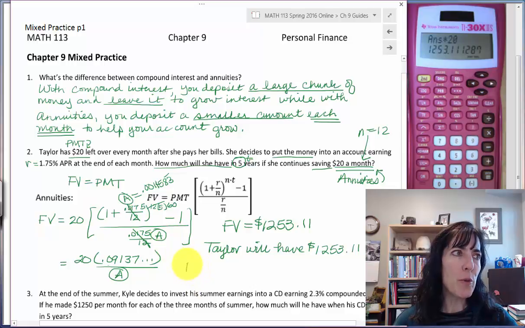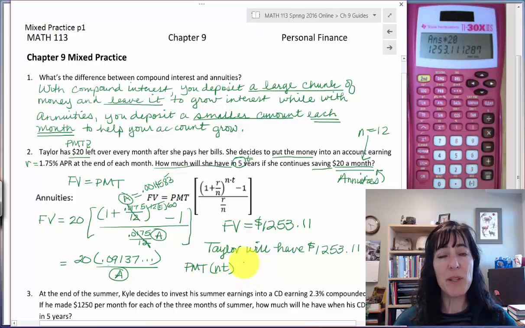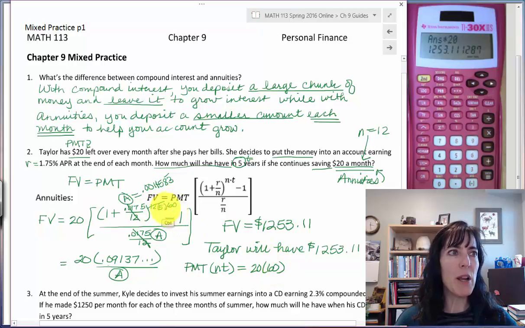And to find that, remember, you take the payment times n times t, which is the number of payments that she will make. So how much she's saving times how many payments she'll make, and that's going to give you 20 times 60, because I already did the NT right here. So 20 times 60, and that would be $1,200. So she's earning $53.11 by choosing to deposit her money in an account with 1.75%.